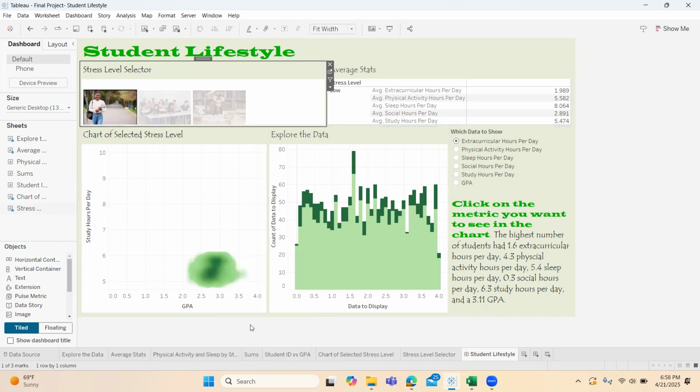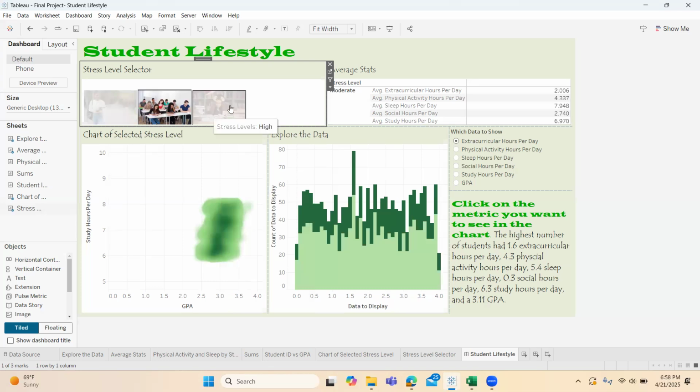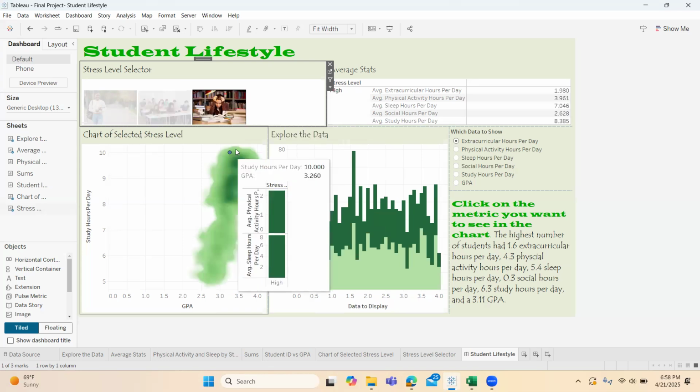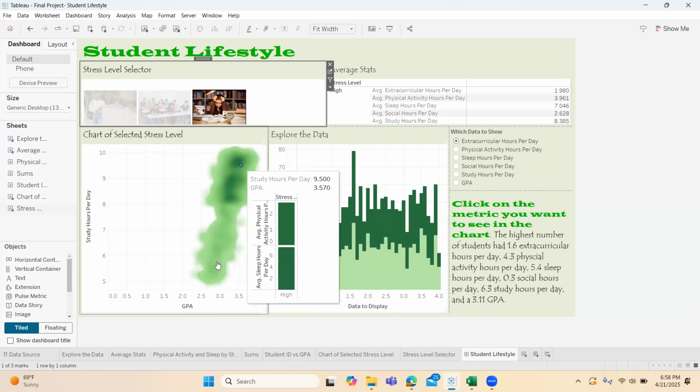So in this chart, you can see, oh, I added that visualization in the tooltip. But in a low stress level, we have an okay GPA, but it's not on the higher end, and low study hours. Where moderate stress, you have a higher level of study hours, and you can tell that because of the heat in this graph. And then a high level of stress correlates to mostly average to high study hours, but also higher GPAs. But it is all over the place.